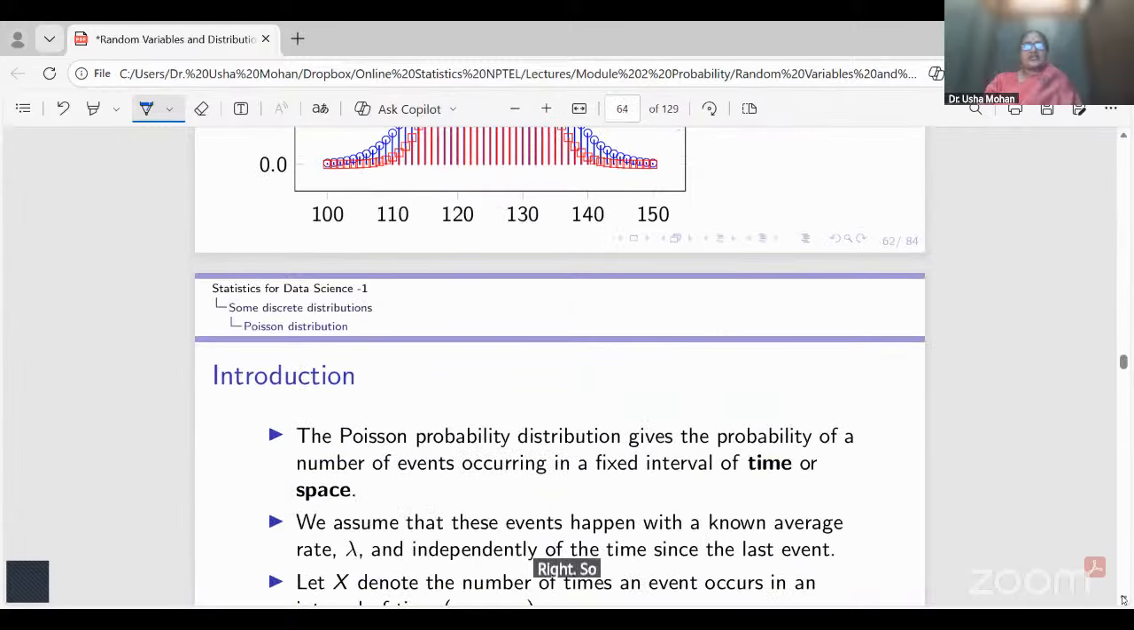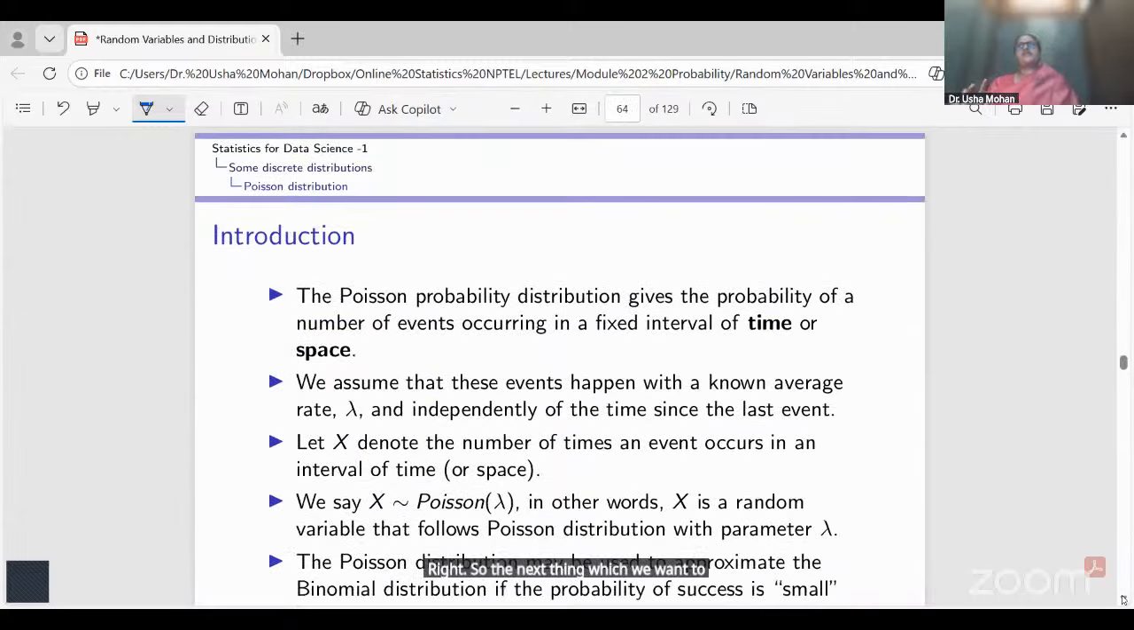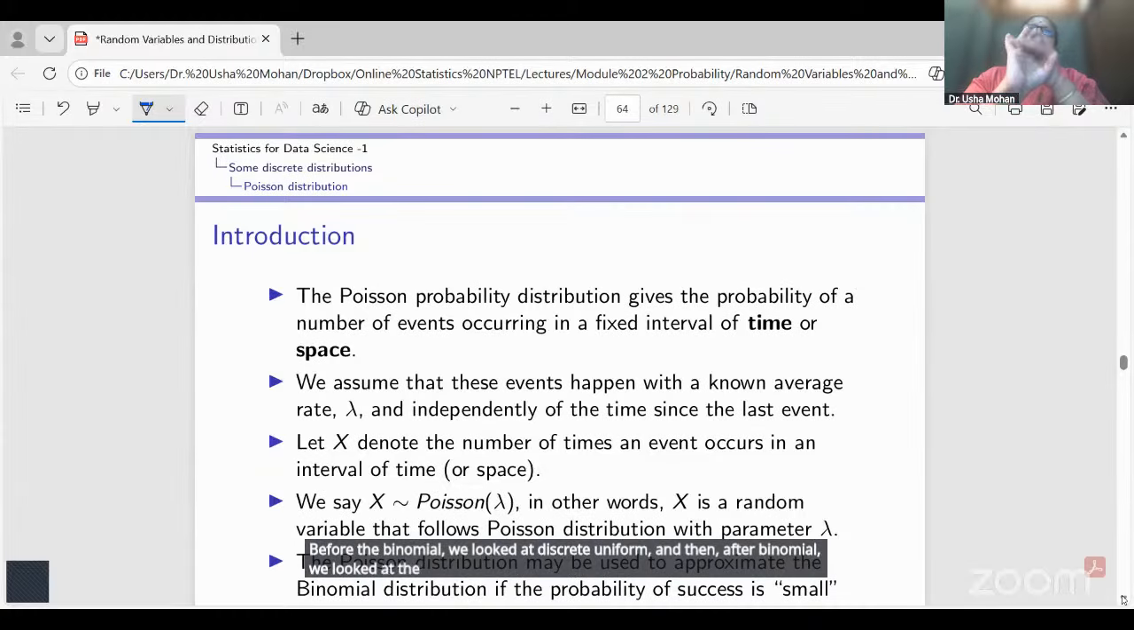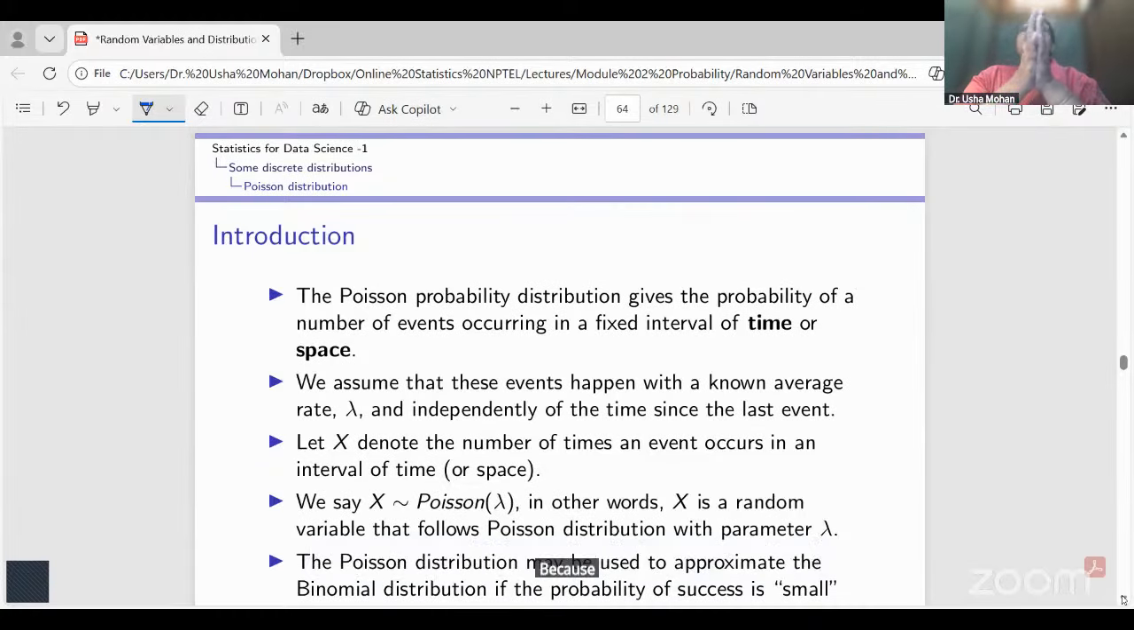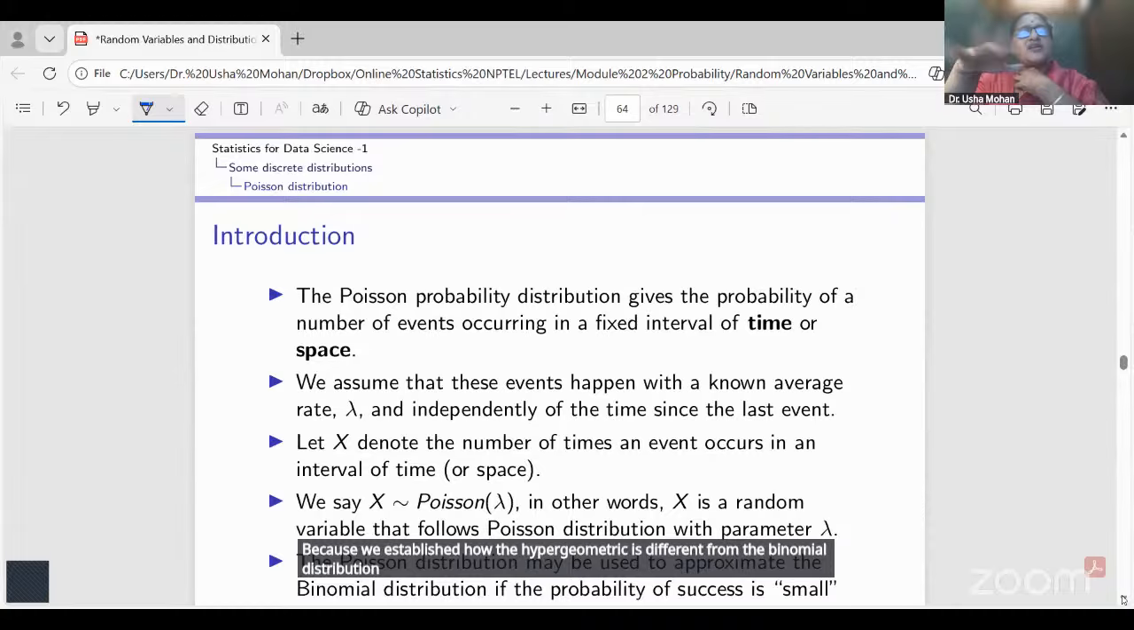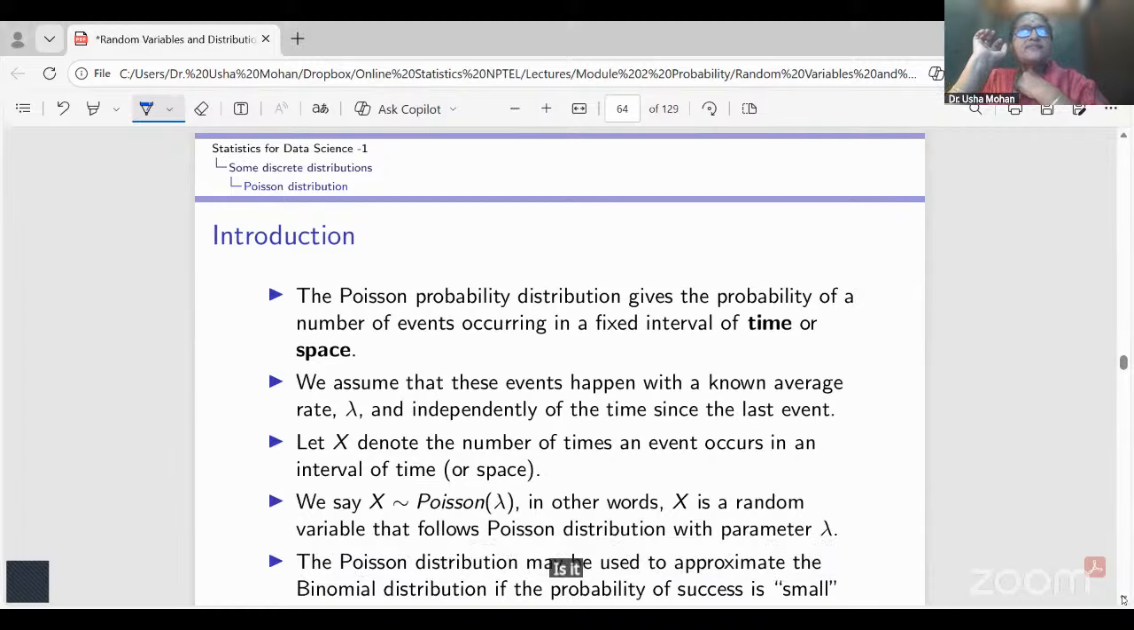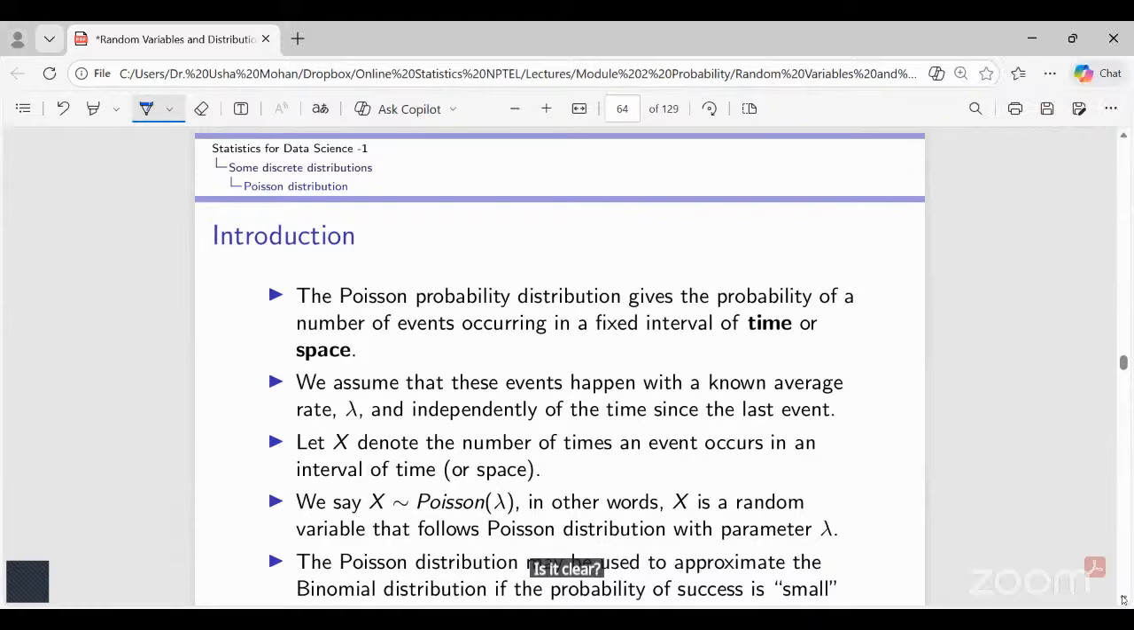So the next thing we want to understand is, when we came to discrete distributions, we looked at the Bernoulli, we looked at the binomial. Before the binomial, we looked at the discrete uniform. And after the binomial, we looked at the hypergeometric, because we established how the hypergeometric is different from the binomial distribution. Any questions still here? Is it clear?